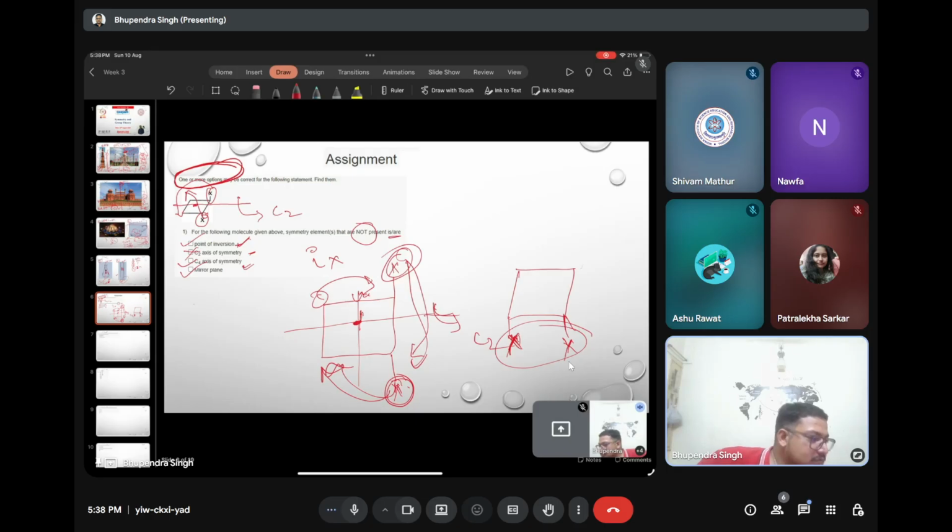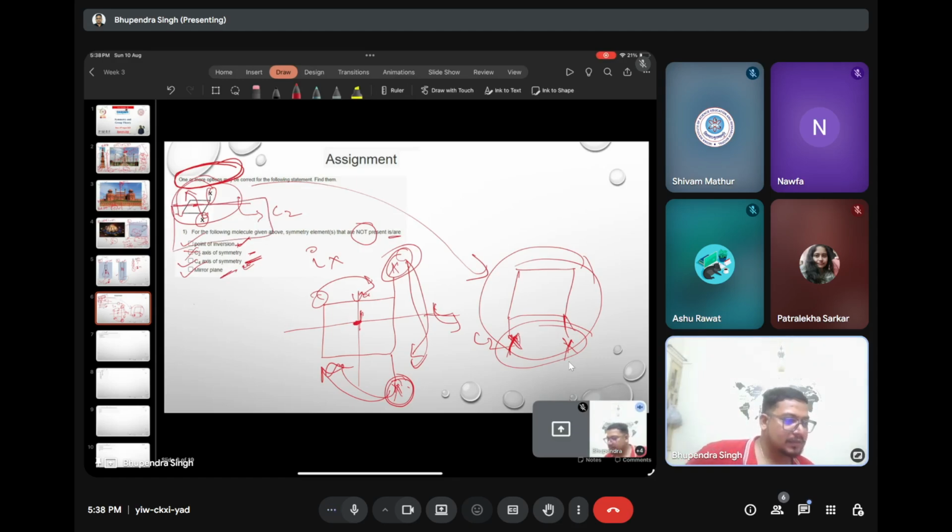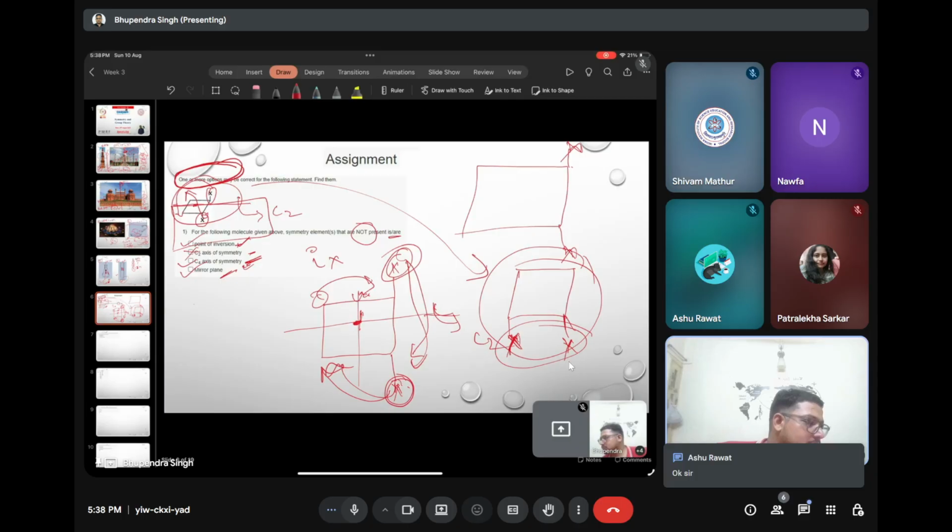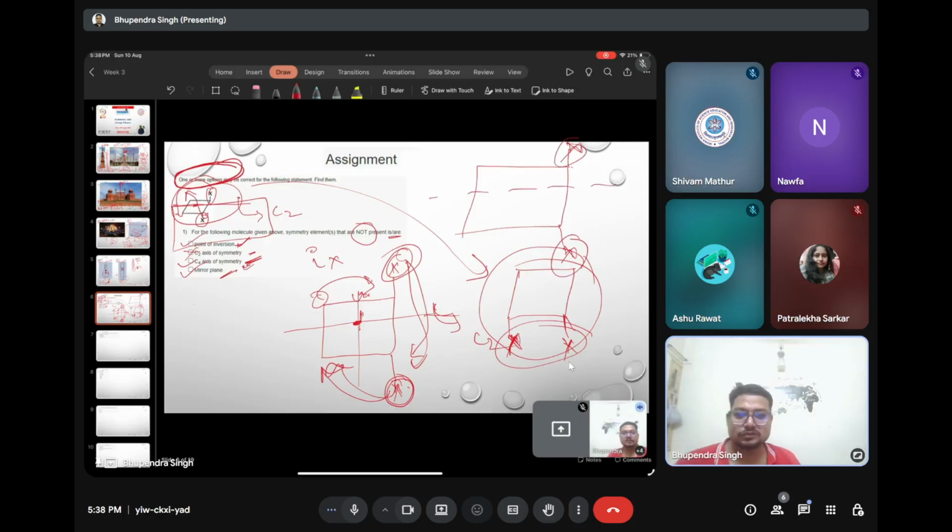So this structure orientation of the molecule is not similar to this one. So C4 is not present. Anyway, mirror plane is also not present. If you try to find out this plane here, this is also not present because this is below the plane. This is above the plane. So mirror plane is also not present.